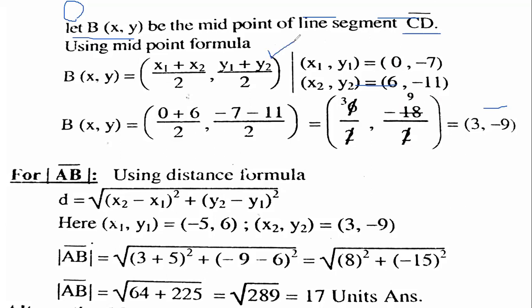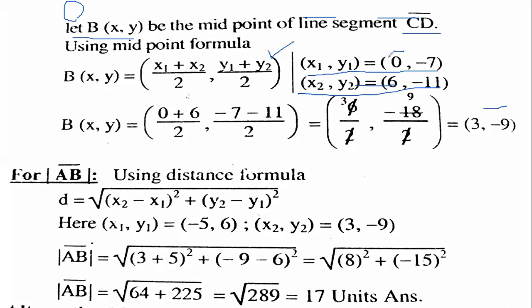So first of all, we have written down here the midpoint formula, which is read as x1 plus x2 divided by 2, y1 plus y2 divided by 2. And from C, we are considering x1, y1 because B is the midpoint of line segment CD. So we have considered x1, y1 from C, and from D, consider x2, y2. Substitute these values x1, y1, x2, y2 in this midpoint formula.